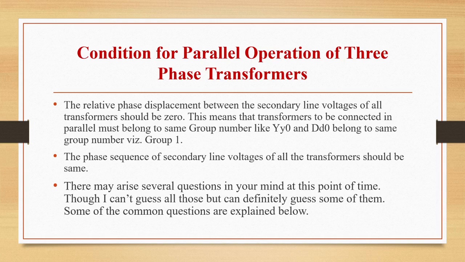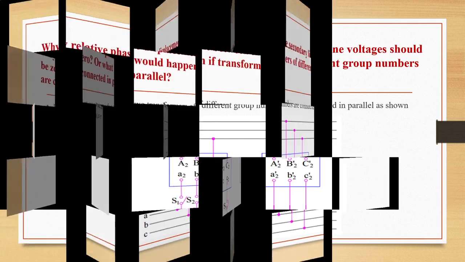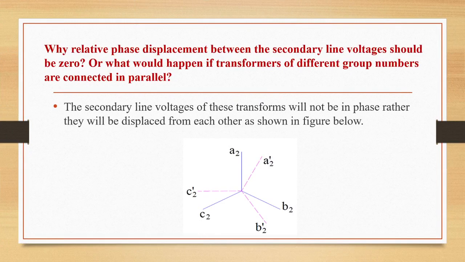There may arise several questions in mind at this point of time. So why should the relative phase displacement between the secondary line voltages be 0? Or what would happen if transformers of different group numbers are connected in parallel? So let us assume that two transformers of different group numbers are connected in parallel as shown in the figure. So secondary line voltages of these transformers will not be in phase, rather they will be displaced from each other as shown in the figure.